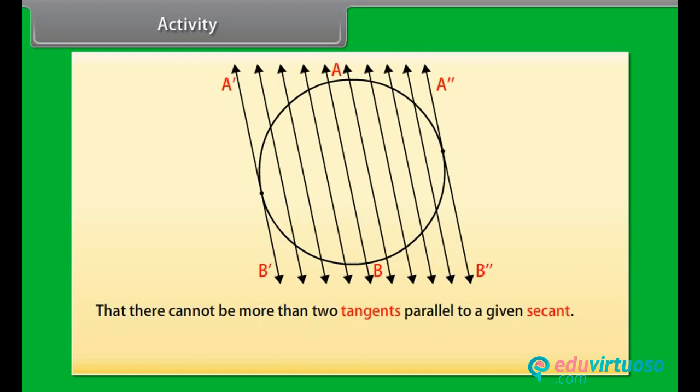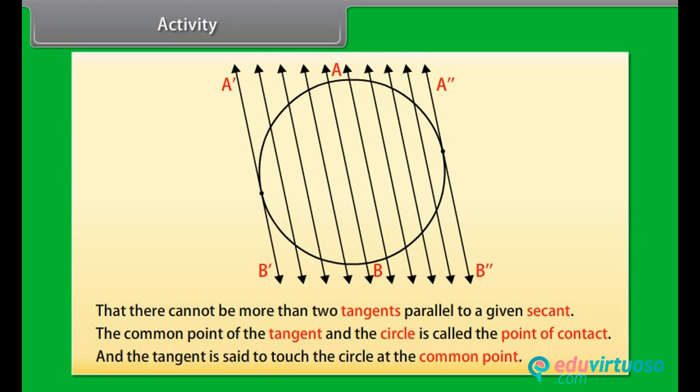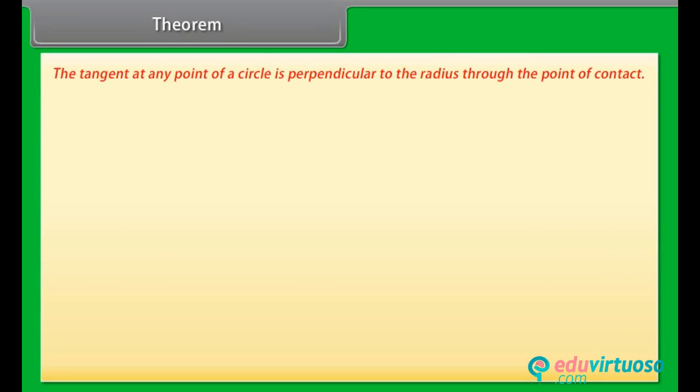We can also observe that there cannot be more than two tangents parallel to a given secant. The common point of the tangent and the circle is called the point of contact, and the tangent is said to touch the circle at the common point. Theorem. The tangent at any point of a circle is perpendicular to the radius through the point of contact.